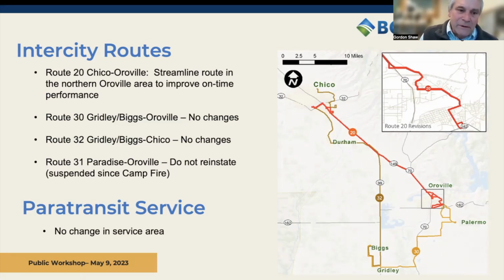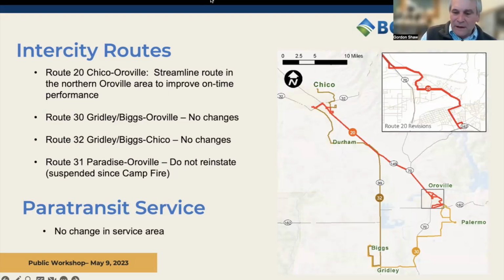We've looked at the other 3 key routes, Gridley to Biggs on Route 30. That one's doing pretty well, and it's doing the right number of runs, so no changes there. There's Route 32, that goes through Durham, kind of does the direct route from Gridley up to Chico. Not very good ridership there, but it serves an important community that really needs the service. So we propose to keep that where it is.